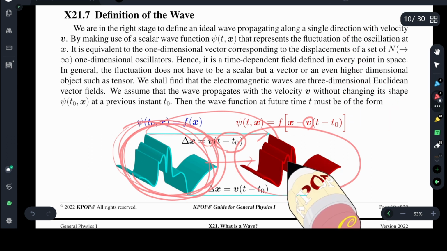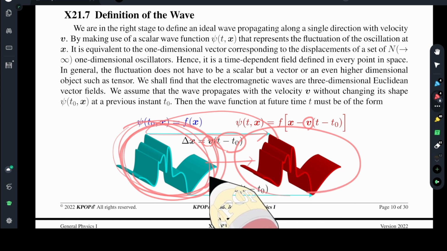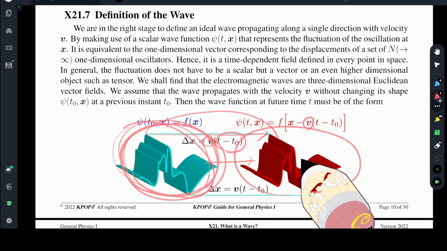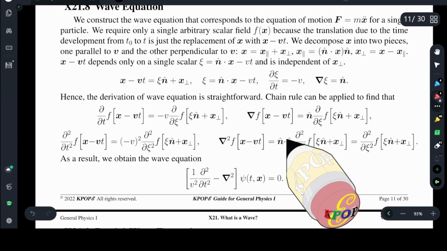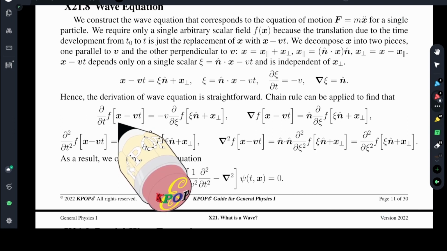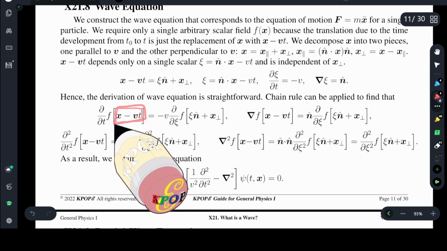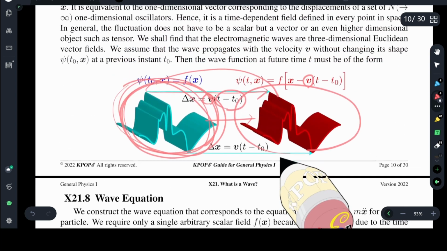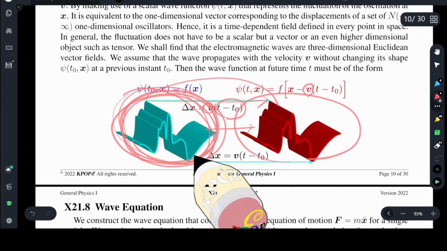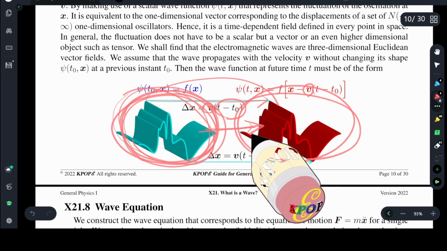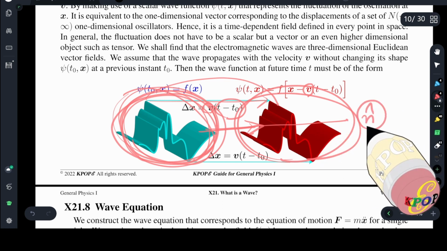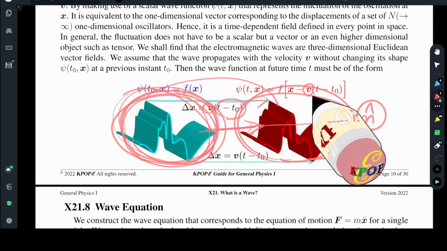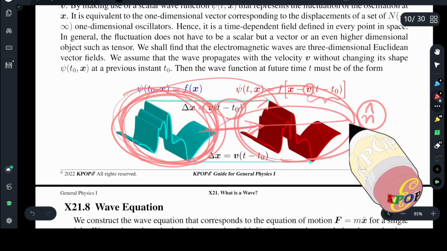What we want to do next is to find the equation to describe this kind of motion for a wave. The wave function's equation is called the wave equation. That's what we are looking for. This is a wave equation. The important point is that the wave function has an argument x minus vt. Here, the shape of the function is the same, except that it has been translated along the x-axis or n hat axis. Then what we want to do is just to subtract that amount of translation.